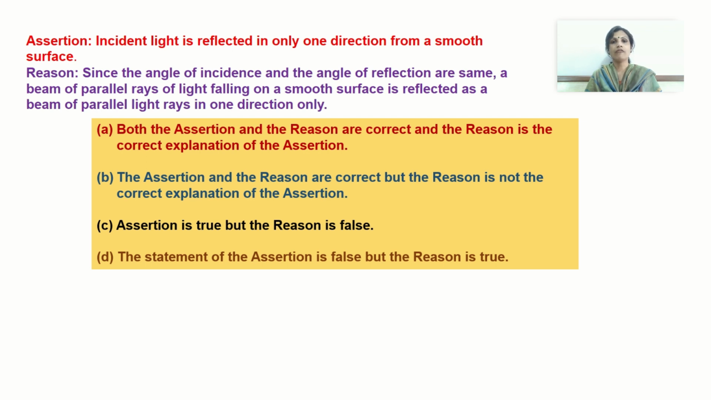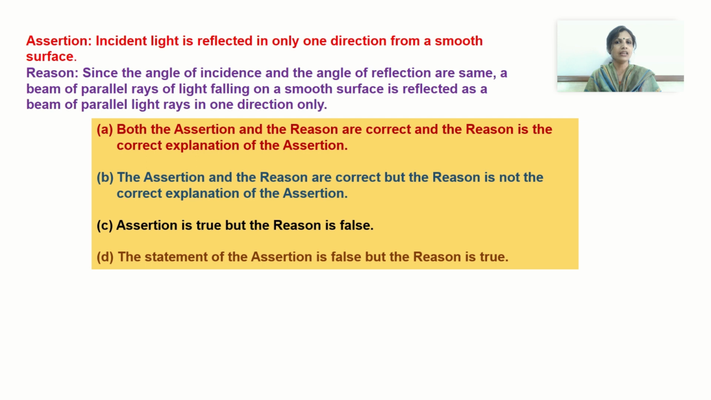On the smooth surface, when the rays of light are incident parallel to each other on the smooth surface, they follow law of reflection of light. So both assertion and reason is correct, and the reason is the correct explanation of the assertion. So in this case, option A is correct. Alright children, so both the statements you have to think first and then answer.